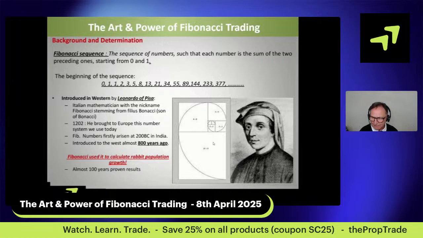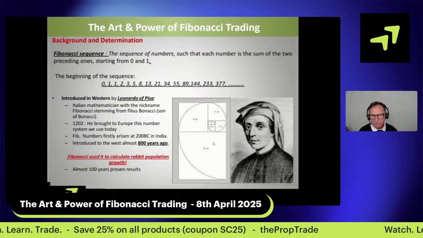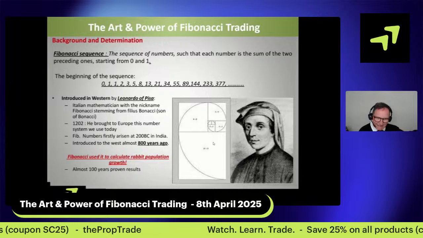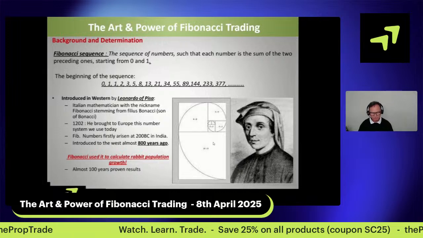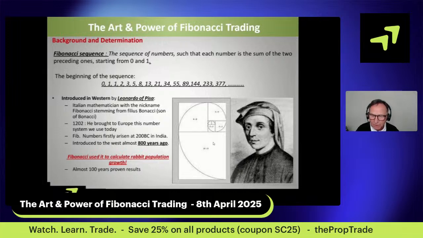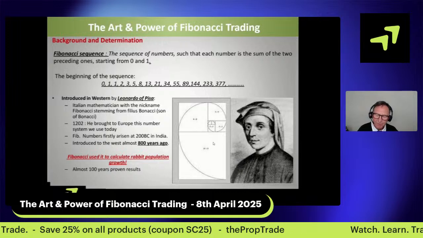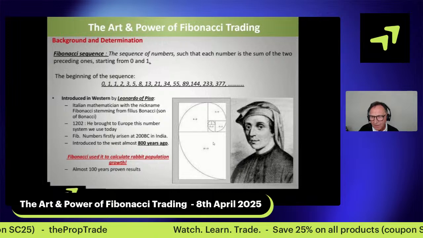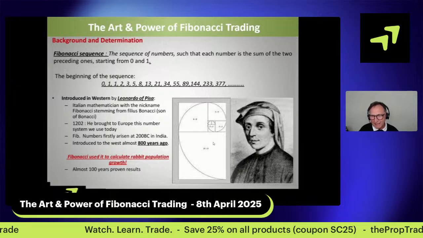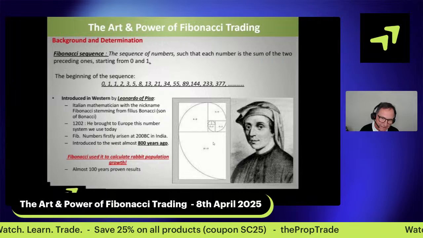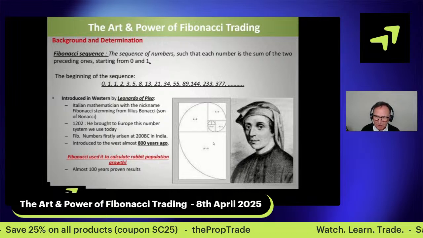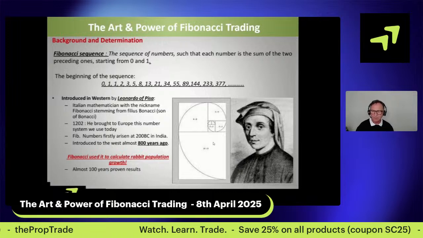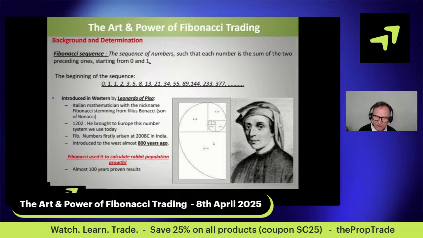200 years before Christ, was when the sequences of numbers were first noted, going back to the Indian subcontinent. But the guy that's given his name to it is Leonardo of Pisa. He's not actually called Fibonacci, but he was called Bonacci, son of Bonacci. So that's where Fibonacci came from. That's his nickname, son of Bonacci.